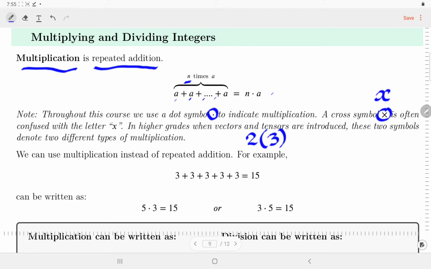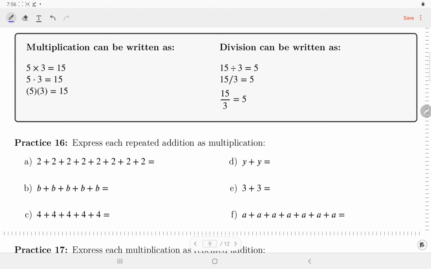Multiplication is very useful for a longer addition. Here we're adding 3 five times, so we can say 5 times 3 or 3 times 5. Remember, with multiplication, the order does not matter. Just as multiplication can be shown with a little cross, a dot, and brackets, division can be shown with the divide sign or as a fraction. I would not recommend using this way, but fractions are division.